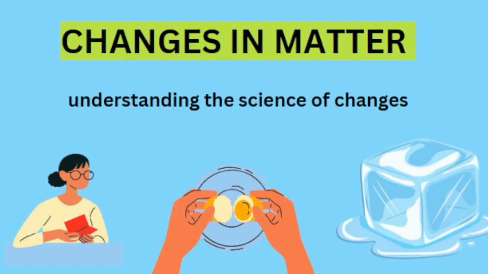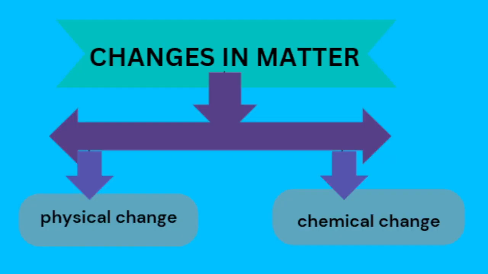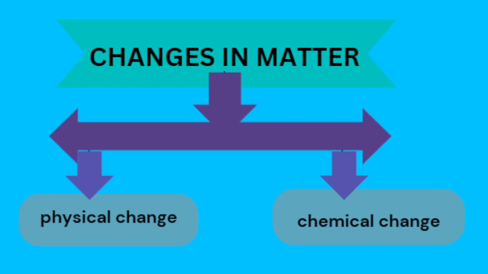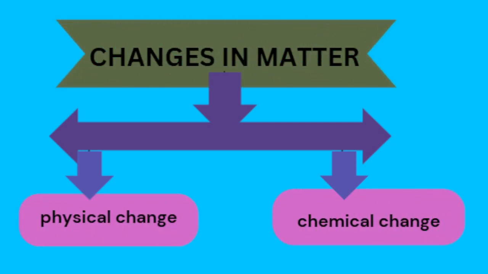So what is it? To understand the science of changes, changes in matter are of two types. The first one is physical changes and the second one is chemical changes. These two changes help us understand more about matter. So let's see both changes one by one.